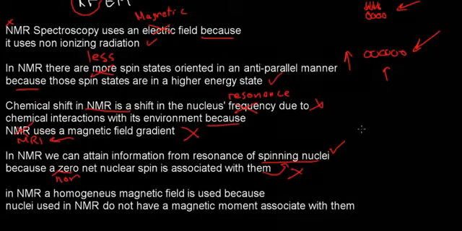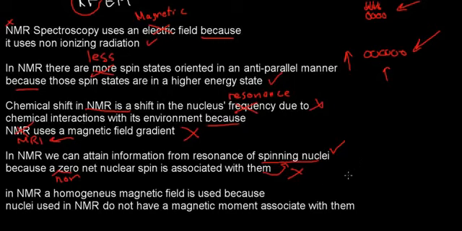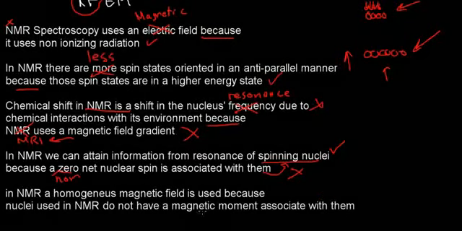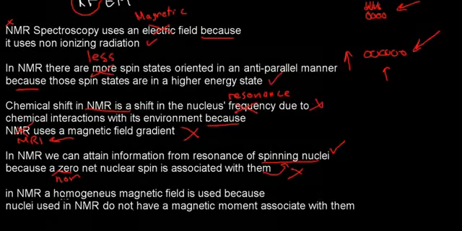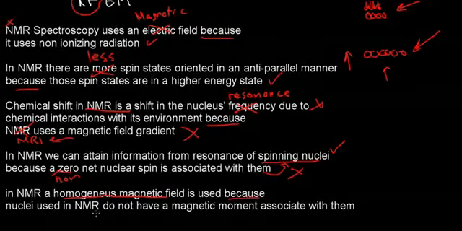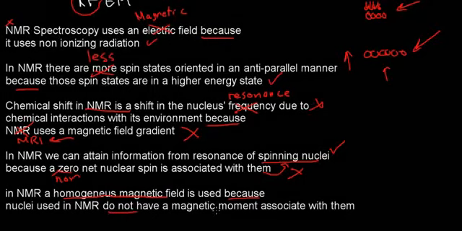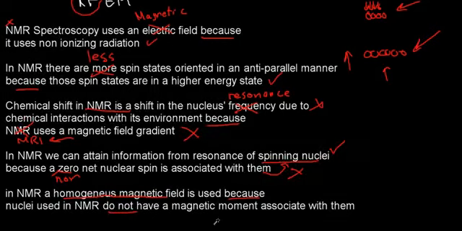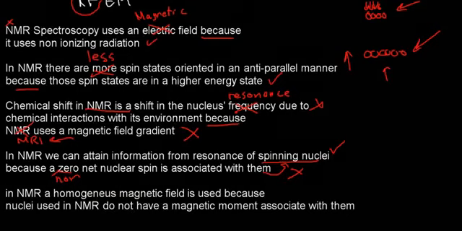This may be the last one, I'm assuming, is it? Not sure, we'll see in a second. So this is the time to freeze in case you want to work on this question. Very well. In NMR, a homogeneous magnetic field is used because nuclei used in NMR do not have a magnetic moment associated with them. So this is first, and these questions just break it down.